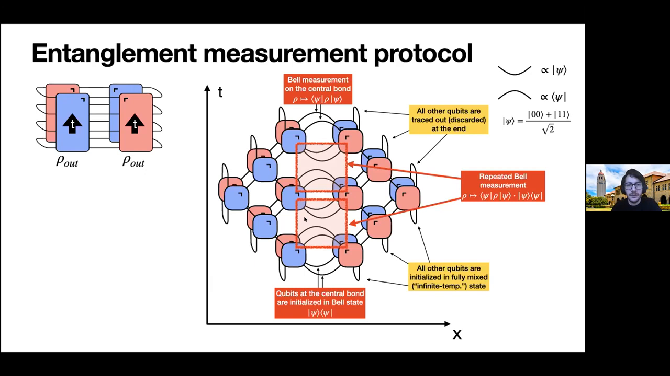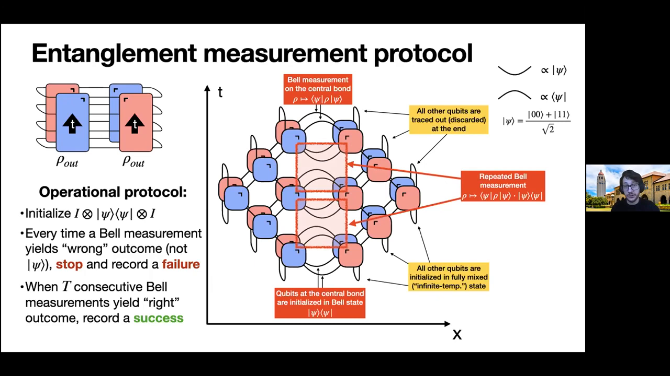Good, so this can sound a bit complicated, so I'm going to summarize it as an operational protocol that you could run on your favorite quantum simulator. And that entails initializing the state, which is again this Bell pair on a central pair of qubits surrounded by maximally mixed states. And then iterating this process where you perform a Bell measurement, and whenever you obtain a wrong outcome, by which I mean something that isn't this one state, 00 plus 11, but one of the other three possible outcomes of a Bell measurement, then you have to stop your protocol and record a failure. And I'm going to explain in a second what I mean by that.